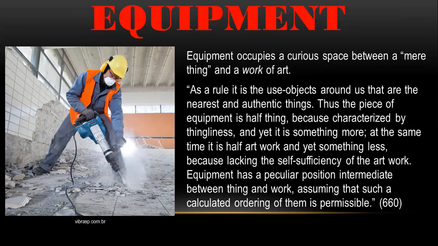As a rule, it is the use objects around us that are the nearest and authentic things. Thus, the piece of equipment is half thing, because characterized by thingliness, and yet it is something more. At the same time, it is half artwork, and yet something less, because lacking the self-sufficiency of the artwork. Equipment has a peculiar position intermediate between thing and work, assuming that such a calculated ordering of them is permissible.